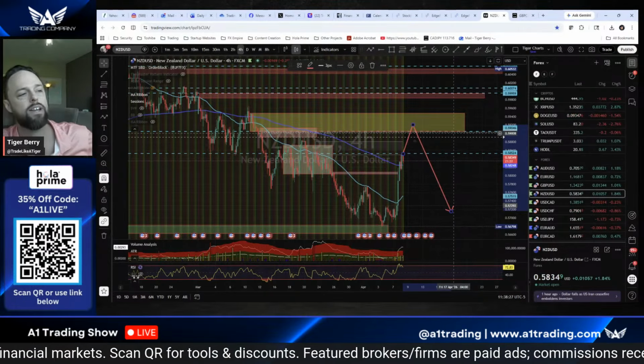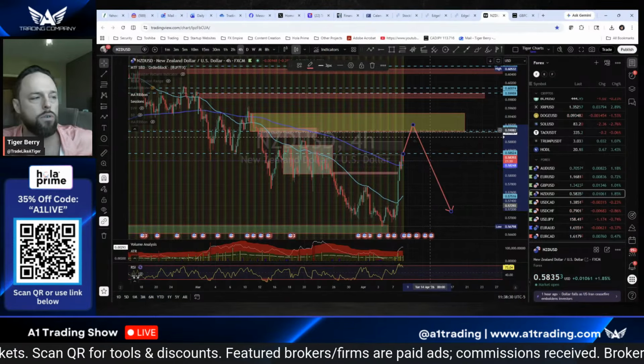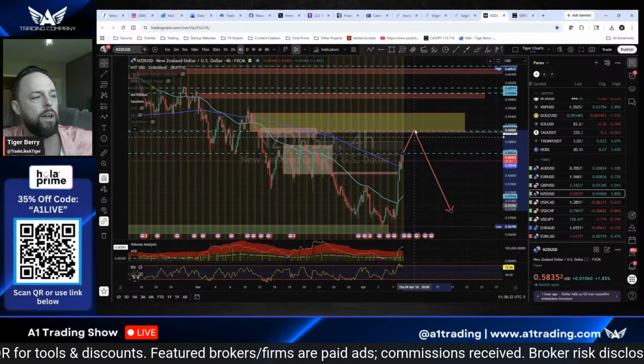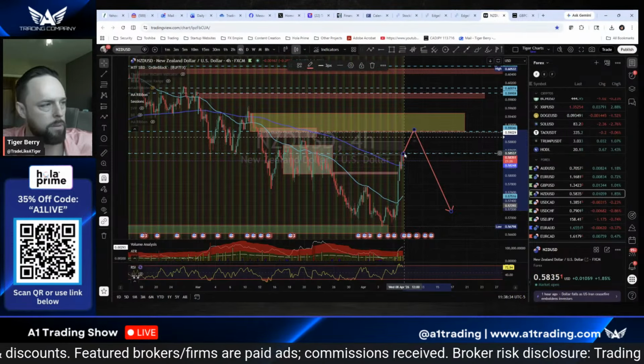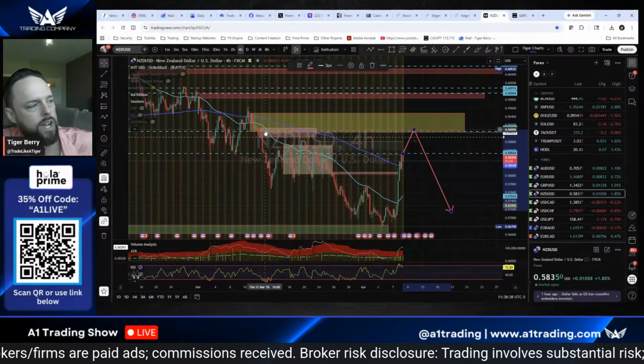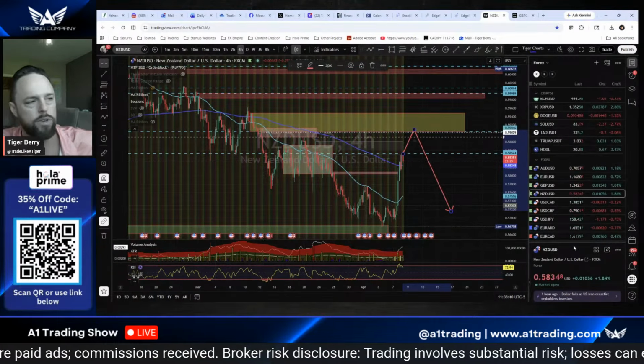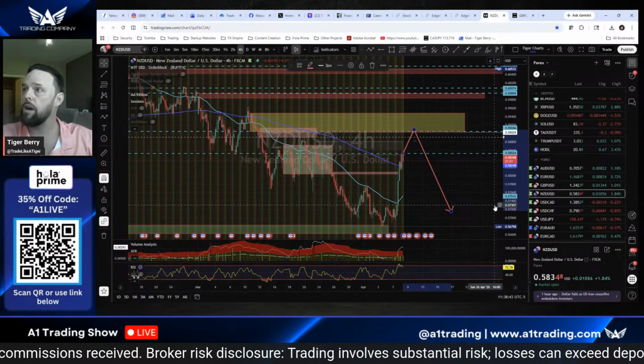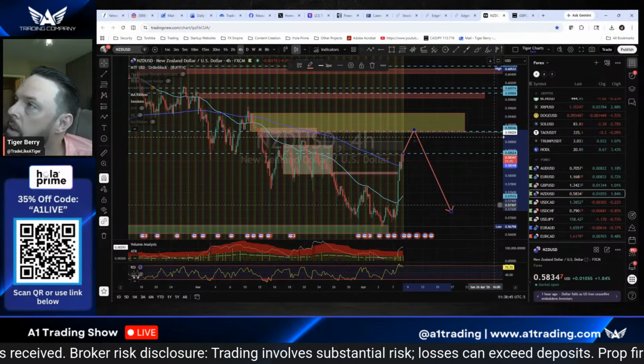5,900 level. That's a nice key psychological round number as well, at the proximal line of that daily supply, which incorporates this little hidden 1 hour zone at the top of this 8-hour, 4-hour zone as well. So that's where I'm looking at for Kiwi Dollar. Hopefully that helps out. Let's take a look up here.